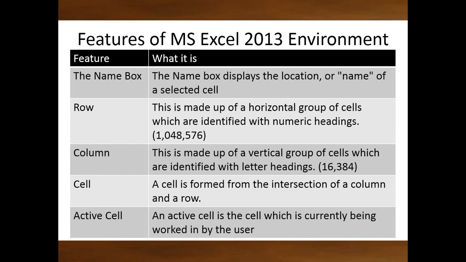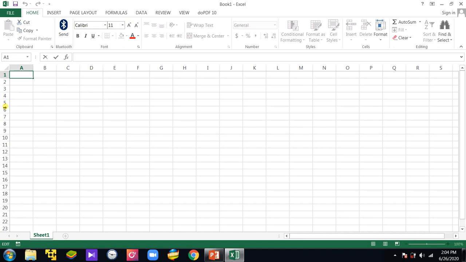You have already been acquainted with what rows, columns and cells are. Now, a row is made up of a horizontal group of cells which are identified with numerical headings. So as you can see from here, all these are rows, and each row is assigned a numerical heading.